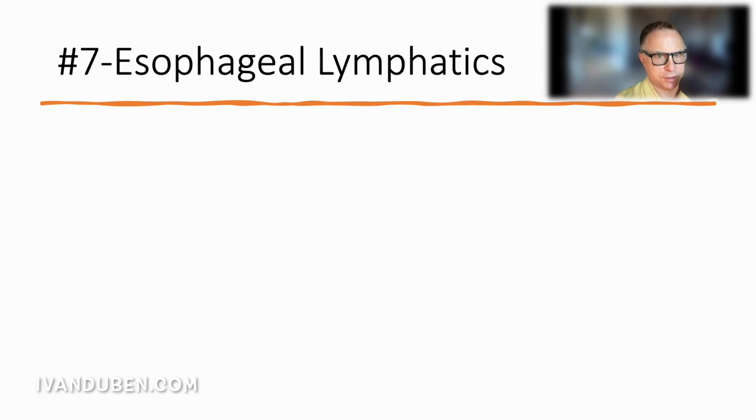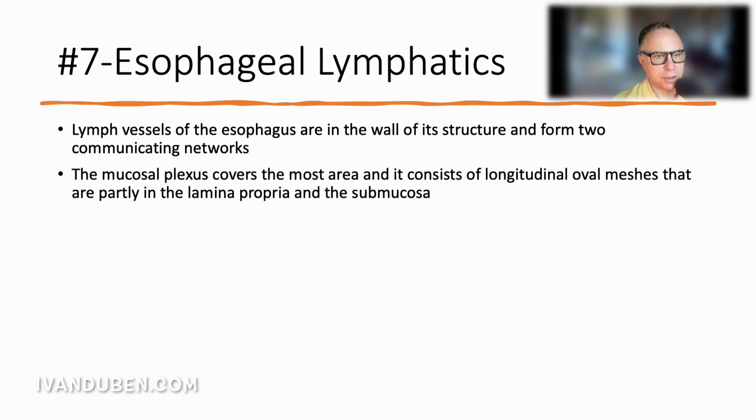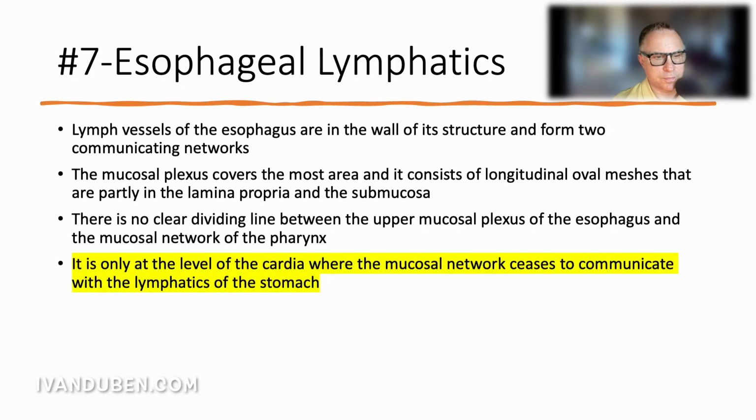Moving on to the esophageal lymphatics. Lymph vessels of the esophagus are in the wall of its structure and form two communicating networks. The mucosal plexus covers the most area, and it consists of longitudinal oval meshes that are partly in the lamina propria and the submucosa. There is no clear dividing line between the upper mucosal plexus of the esophagus and the mucosal network of the pharynx. It is only at the level of the cardia where the mucosal network ceases to communicate with the lymphatics of the stomach.